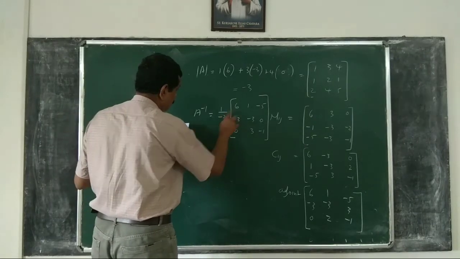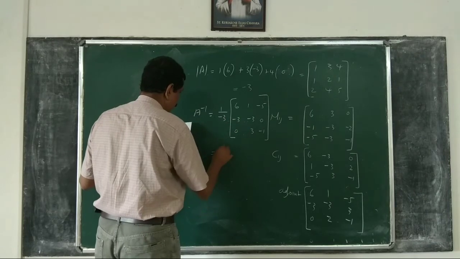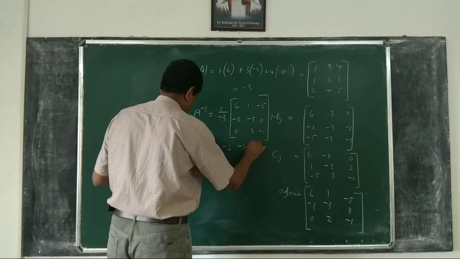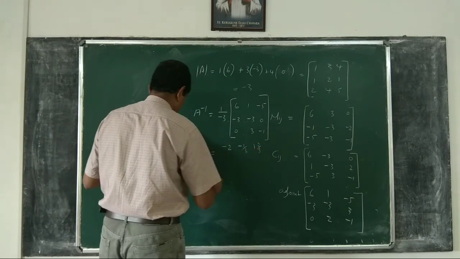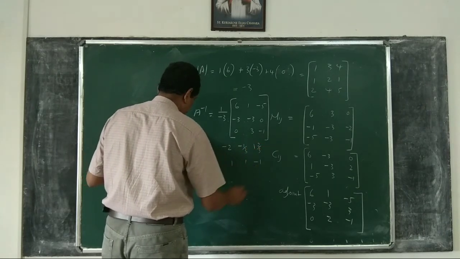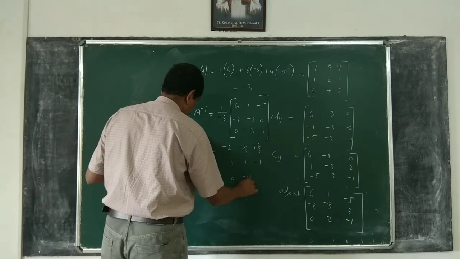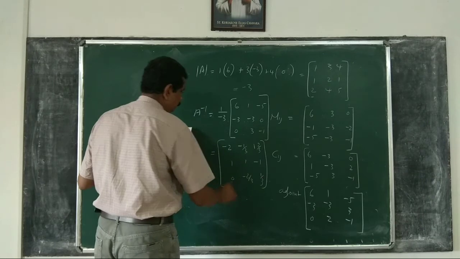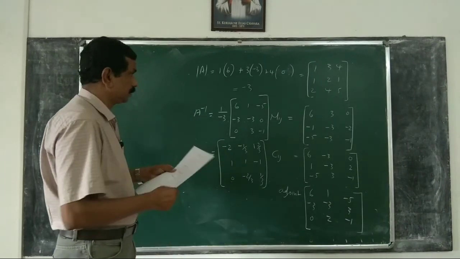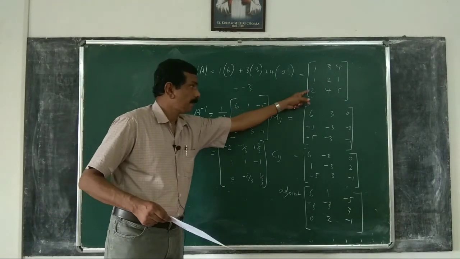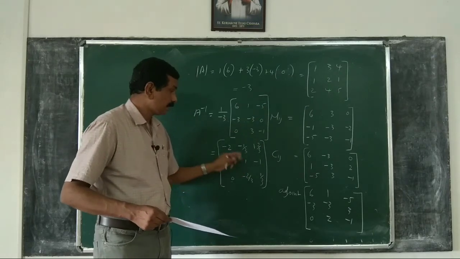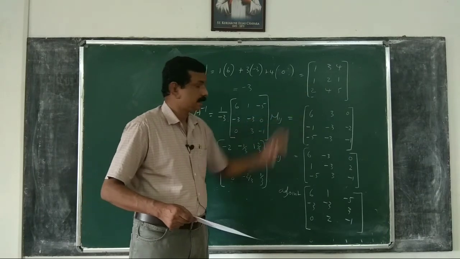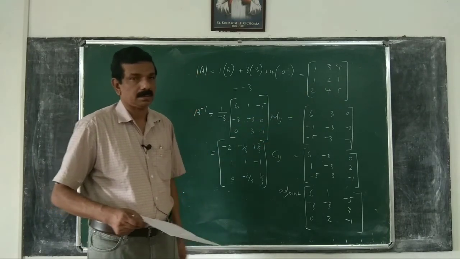That is, we divide each entry by the determinant: minus 2, minus 1 by 3, 1, 2 by 3, 1, 1, minus 1, 0, minus 2 by 3, 1 by 3. That is the inverse matrix. If this is A, its inverse is this. And if you multiply A with A inverse, you will get I as the result.